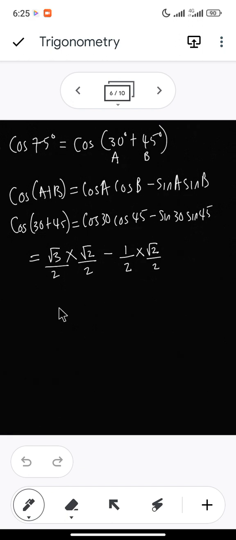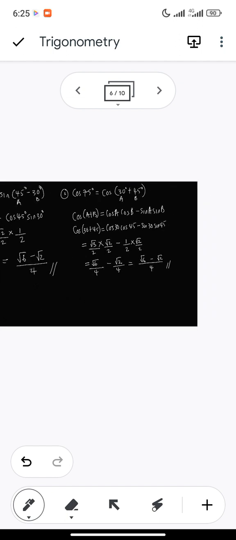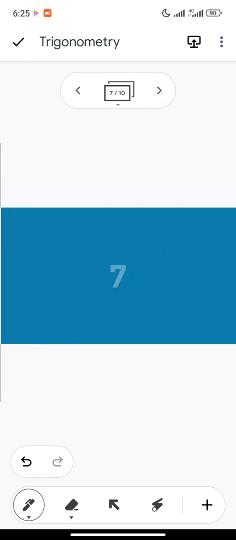So we're going to solve this. Root 3 times root 2 gives you root 6. 2 times 2 gives you 4, minus root 2 over 4. Similar denominators, so we're going to have the same LCM. So we're just going to write root 6 minus root 2, all over 4. Yeah, we've gotten the answer. So this is another example. Let's take one more example.